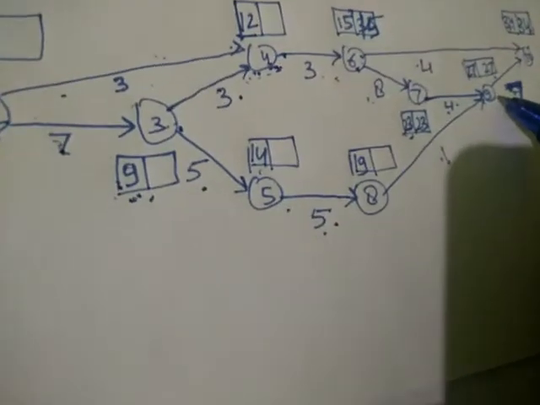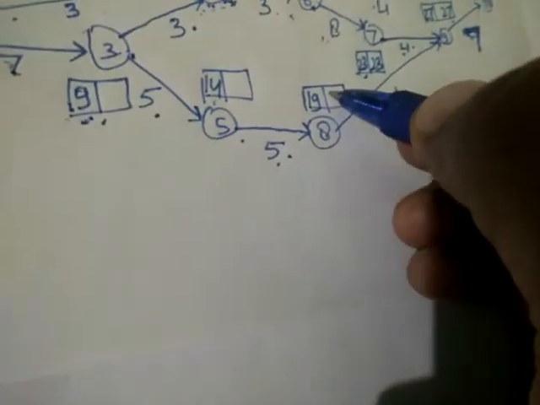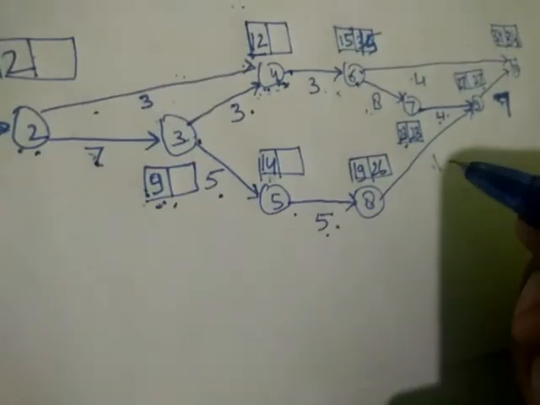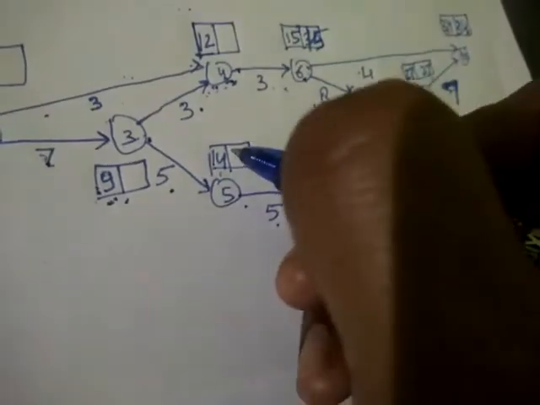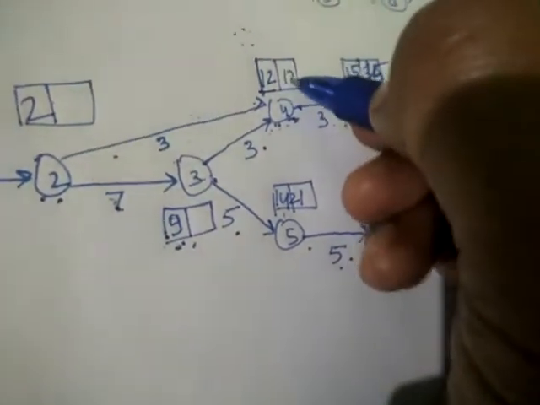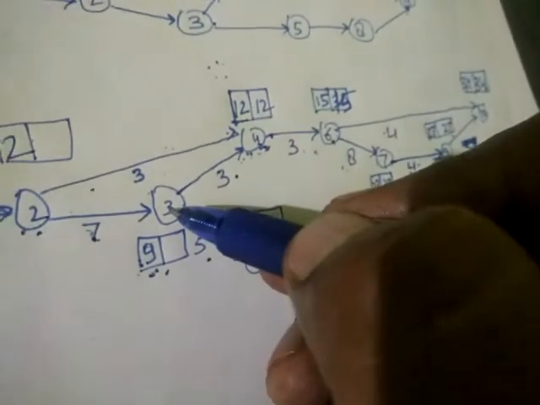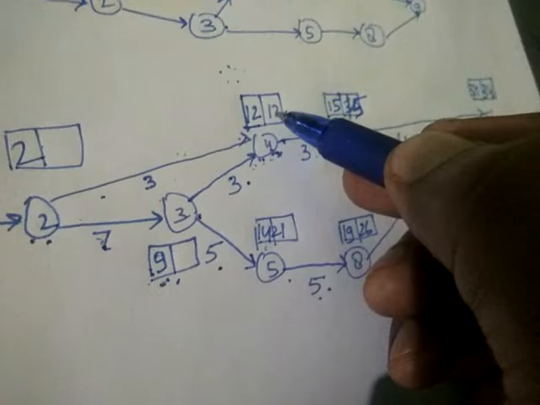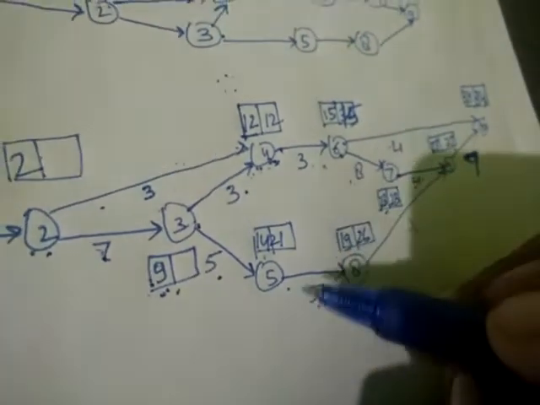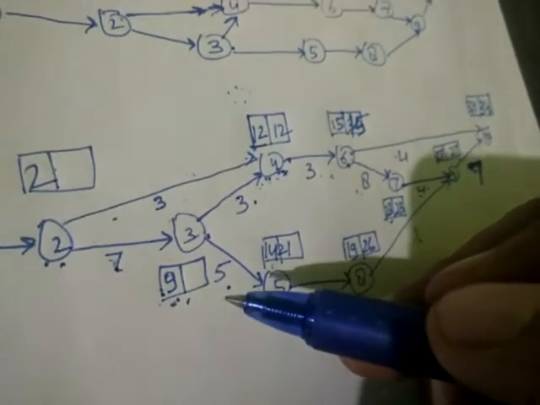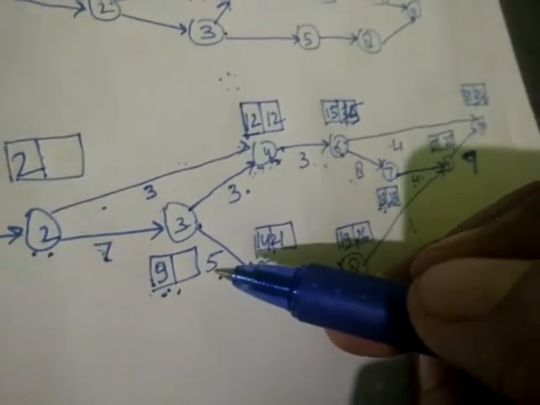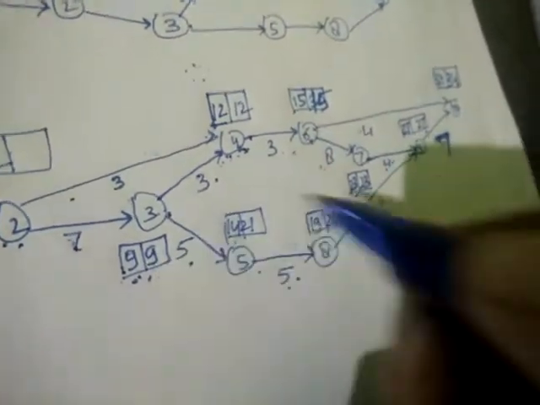Now here again you can see 27 minus 1, it is 26. Now 26 minus 5, it is 21. Here 15 minus 3, it is 12. Now here there are again two paths. One path is this, one path is this. If we come from here, 12 minus 3, 9. Then 21 minus 5, 16. So which number is smallest? 9. So we will write 9 here.